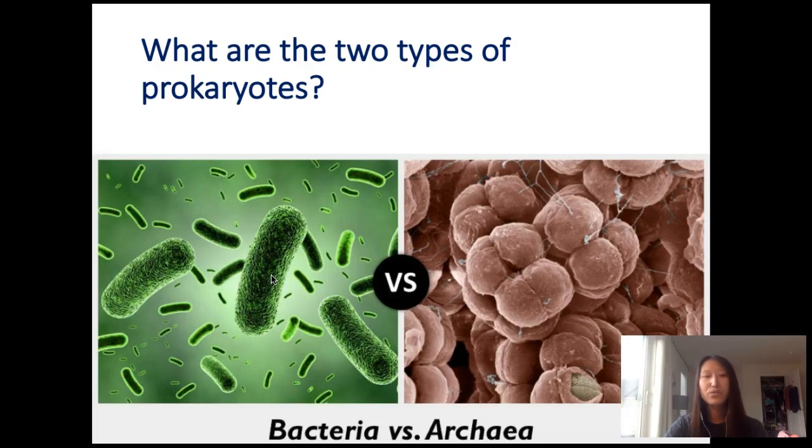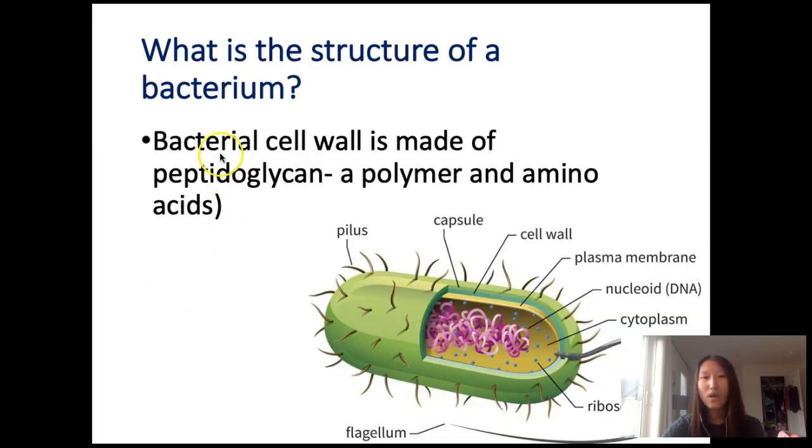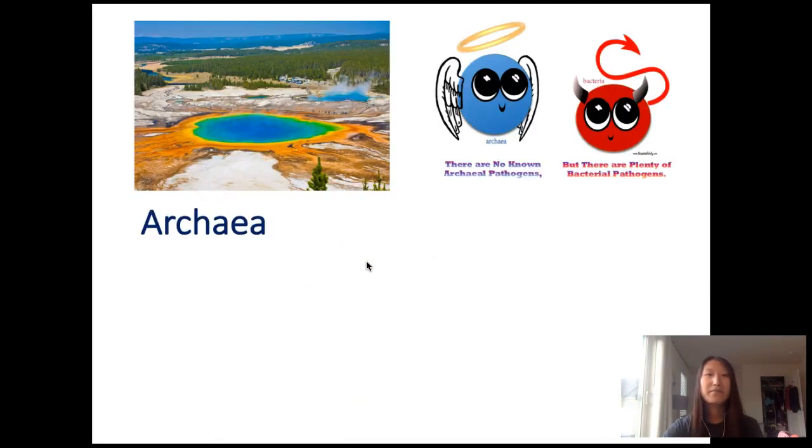Now we're going to move on to prokaryotes. There are 2 types of prokaryotes: bacteria and archaea. Bacteria have a cell wall, and the bacterial cell wall is called peptidoglycan. As long as you know the bacterial cell wall is different from the fungi cell wall, which is also different from the plant cell wall, that's good enough.